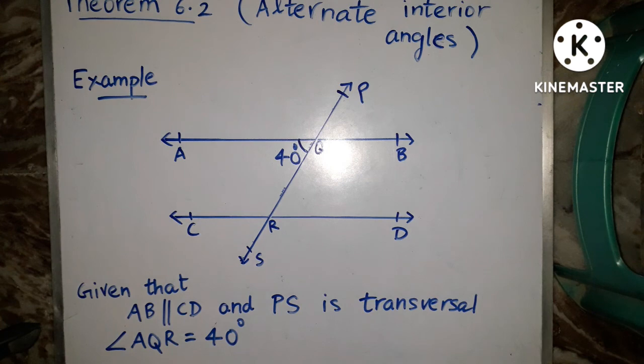Let us take an example. In this figure, line AB is parallel to line CD and PS is the transversal. Angle AQR is given as 40 degrees. This angle is on the left side and top interior. Then from the theorem we just learned, angle QRD will also be 40 degrees.